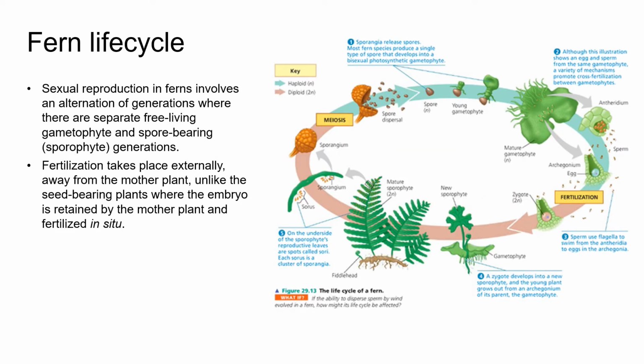Sexual reproduction in ferns involves an alternation of generations, where there are separate, free-living gametophyte and sporophyte, or spore-bearing, generations. Fertilization takes place externally, away from the mother plant, unlike the seed-bearing plants where the embryo is retained by the mother plant and fertilized in situ.